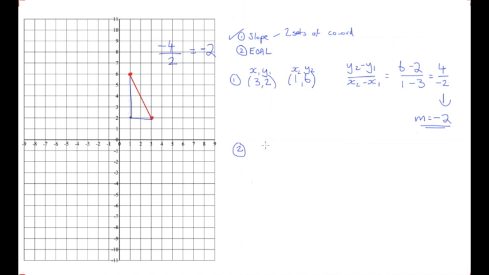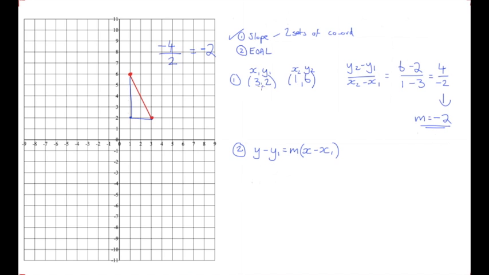Now all we need is the equation of a line formula. And for this, we're going to use the equation of a line formula. y minus y1 equals m(x minus x1). All right? So what do we need here? Well, the y will stay in the formula and the x will stay in the formula. The m, well, we found out the m is minus 2. We need x1 and y1.